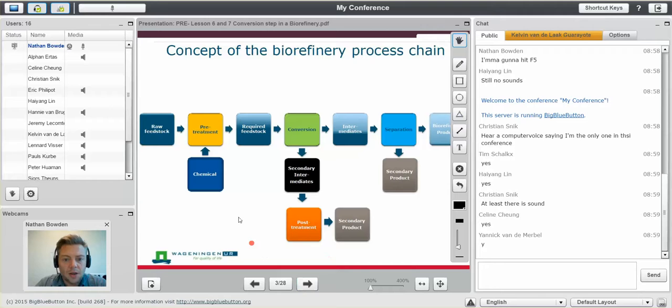So here we go back to what we talked about. We have the feedstock, the conversion, either physical, chemical, physiochemical, etc., into a required feedstock. Now we're going to zoom in on the conversion and a little bit of the separation post-treatment into a final product.